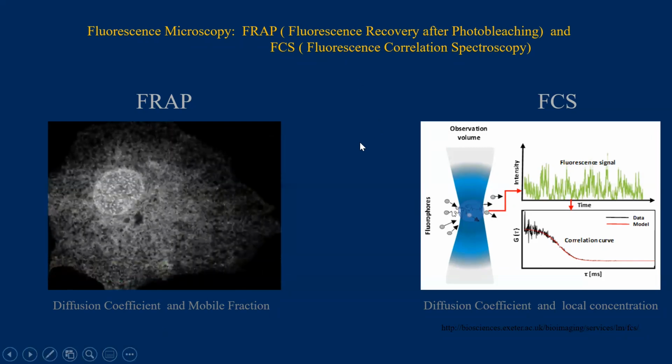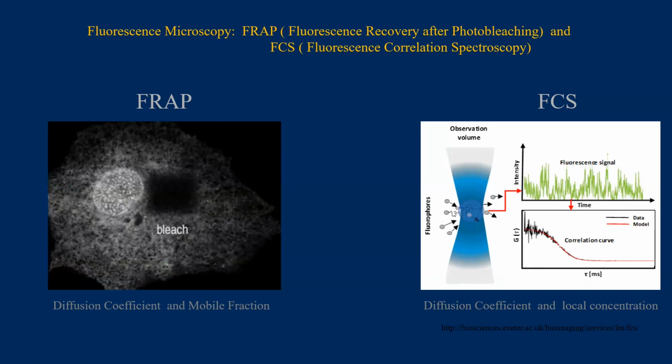Here, GFP is fused to a membrane protein that lies in the membrane network of the endoplasmic reticulum. After bleaching, we observe quick recovery of the fluorescence, showing that the protein is very mobile in the plane of the membrane.